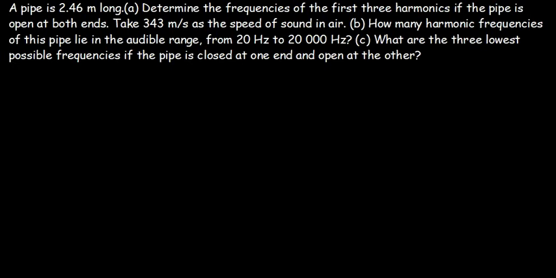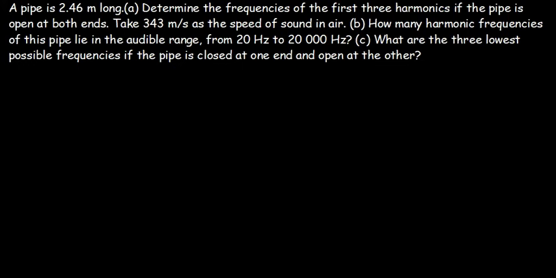So let's try to solve a few questions. The first question which I have is: a pipe is 2.46 meters long. Determine the frequencies of the first 3 harmonics if the pipe is open at both ends. Take the velocity as 343 meters per second as the speed of sound in air.